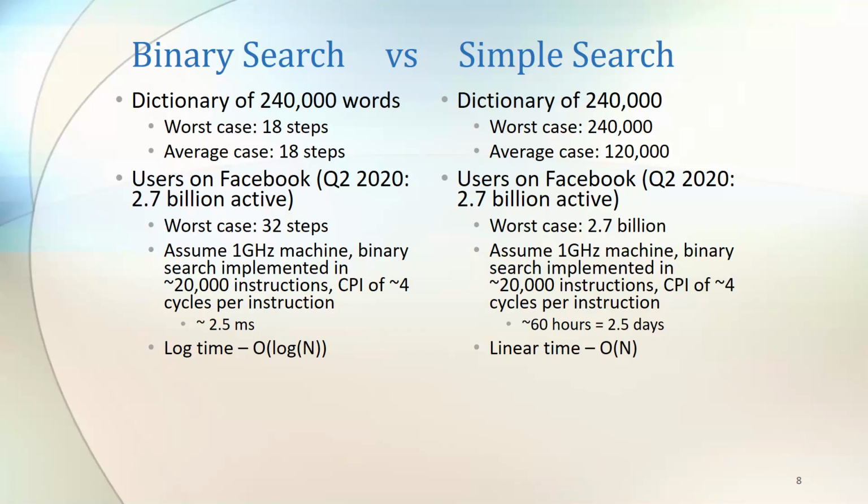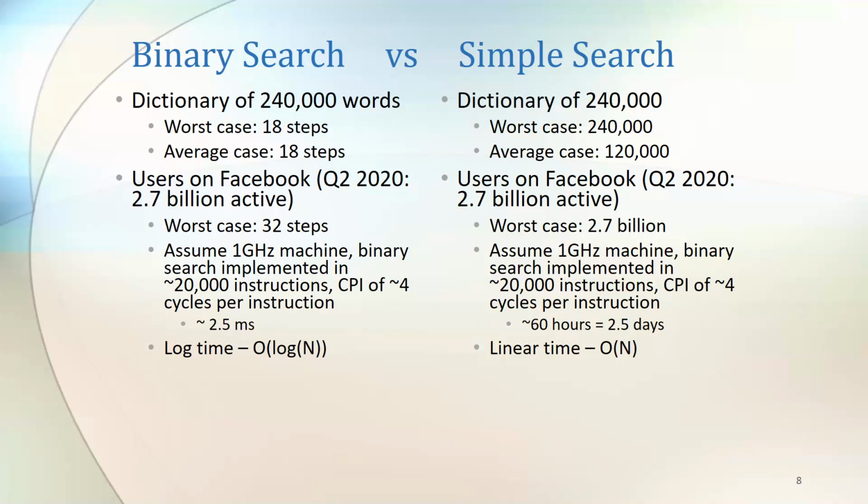If we assume, I made some assumptions about the machine there, that it could do 20,000 instructions per second, that's a CPI of 4. It would take about 2.5 milliseconds for binary search, whereas about 2.5 days to search all these on Facebook linearly. Hope you get the idea, right?